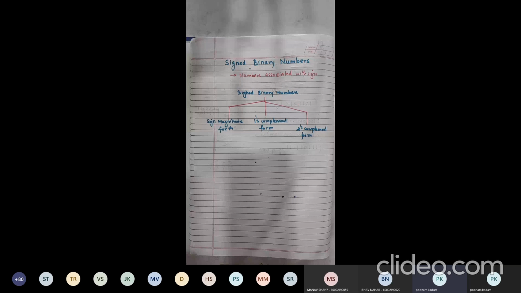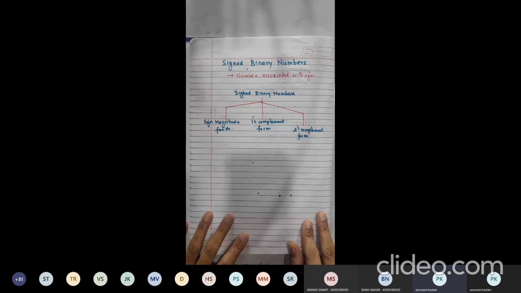Today I'm going to start with a new topic, that is signed binary numbers. Here you're going to learn how to represent signed binary numbers. First of all, let me explain what signed binary numbers are, and then we'll see in what way you can represent signed binary numbers.